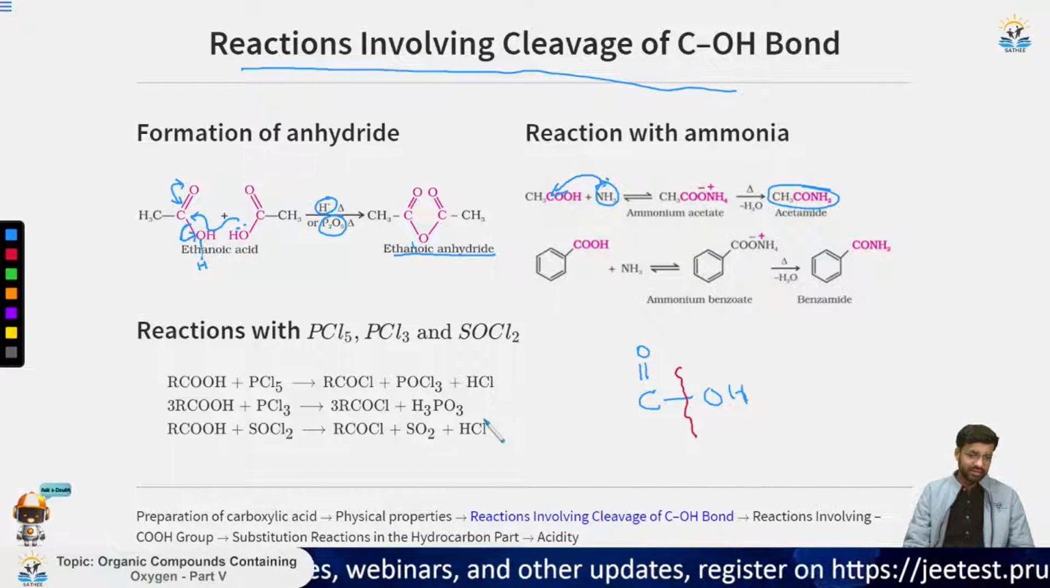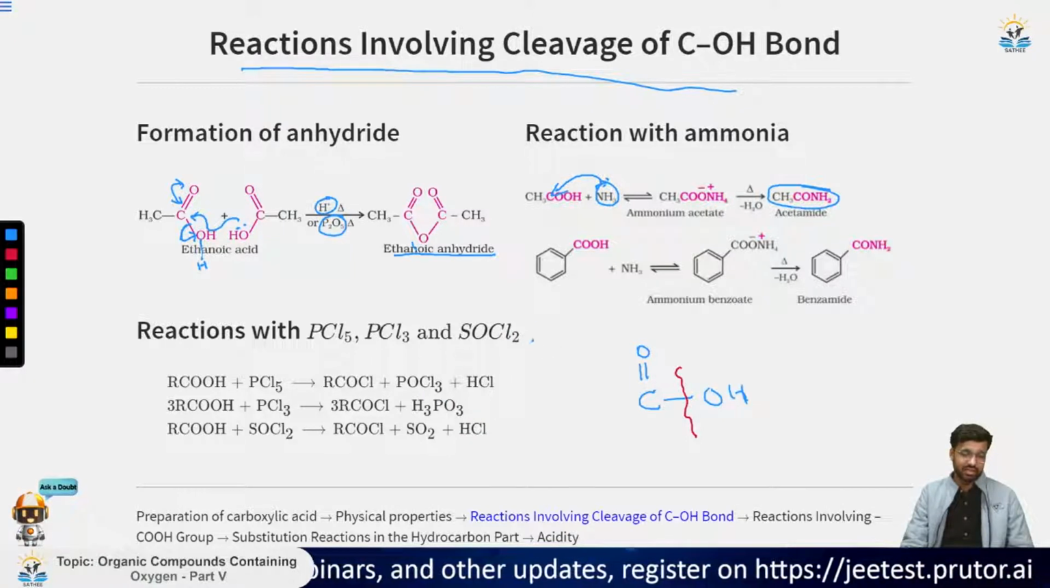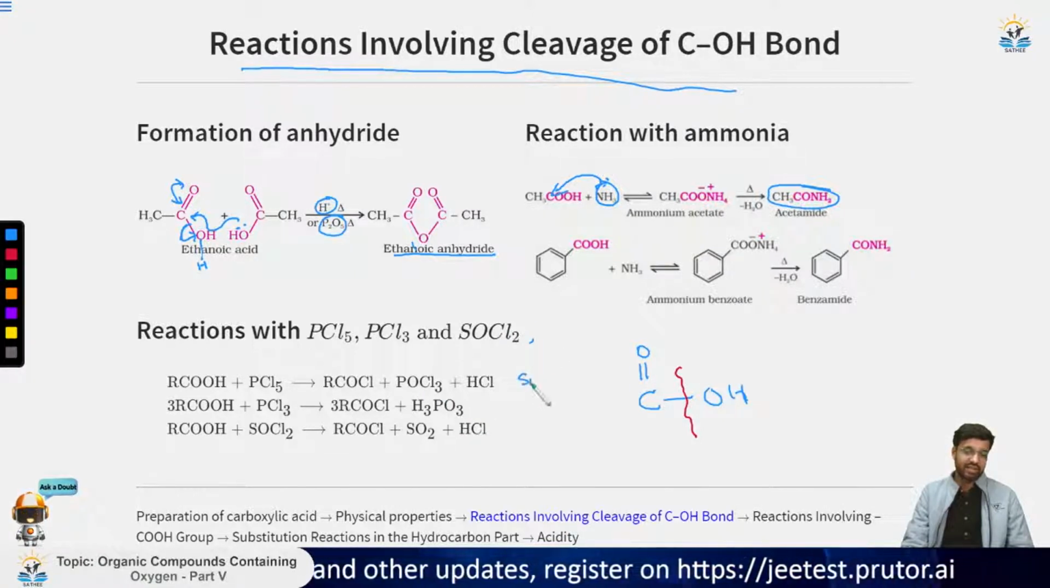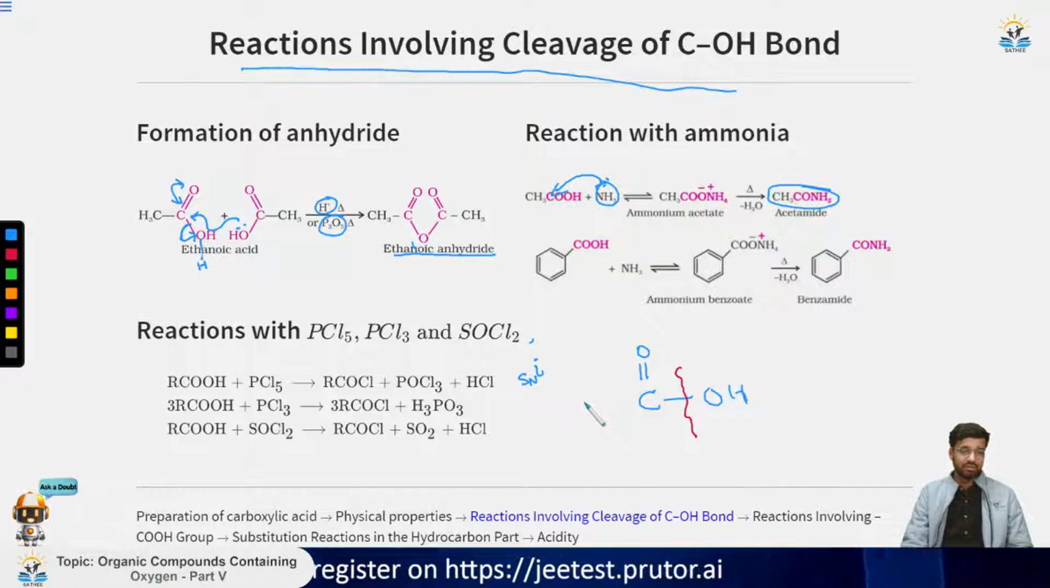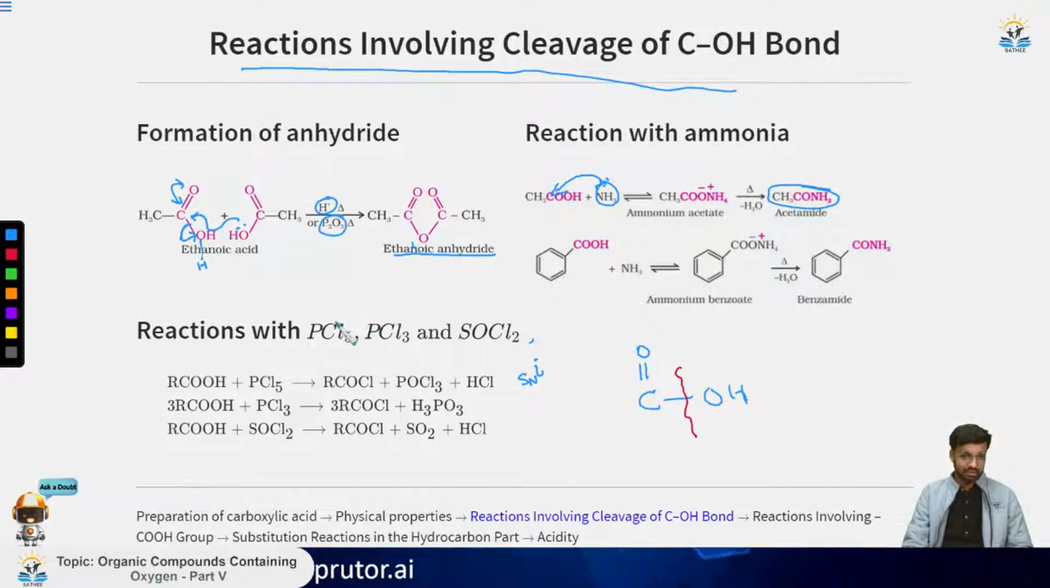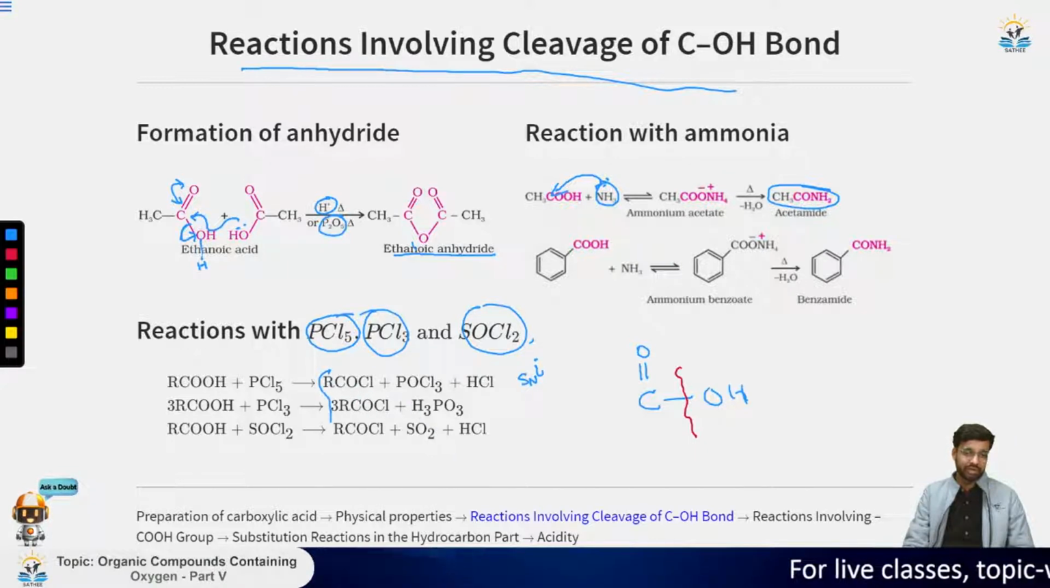Now if you look at a different reaction like this, which is nothing but an SNi reaction, you have seen this reaction earlier also. This was used for the preparation of the alcohol and other things. So what we do is we react it with PCl5 or PCl3 or SOCl2. All will give you the same main product, only the side product will be varying.